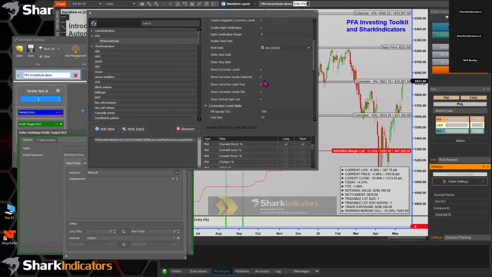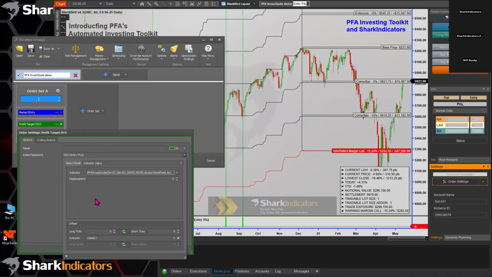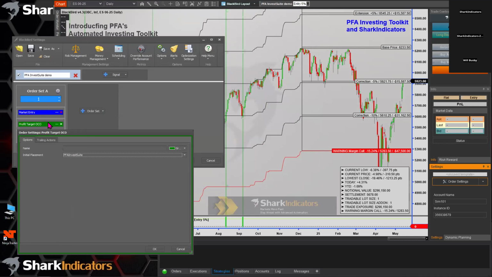All right, so make sure that's enabled, and then also scroll down to whatever plot we want to take our target at. So those are the negatives. So there's the positive 5%. So let's select that. All right. And there we have it. So that's our first entry.